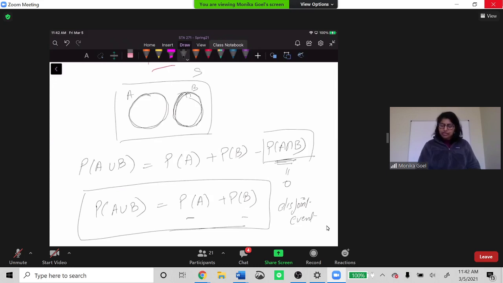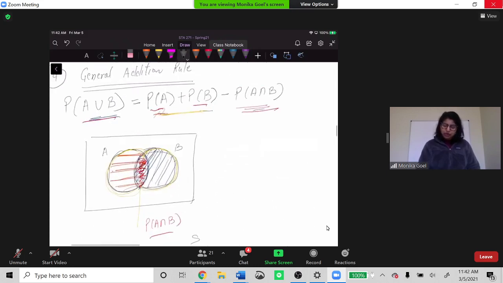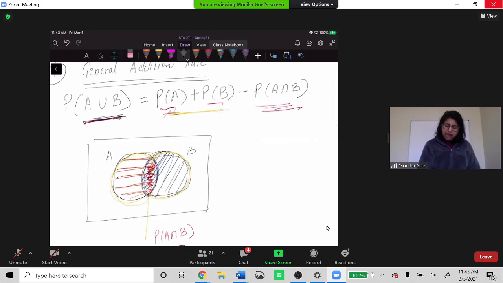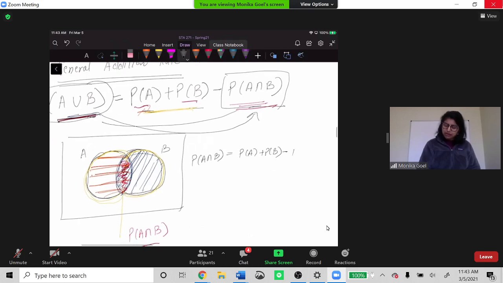Similarly, if you know the intersection and you want to find A union B, you can manipulate or move around the same formula. If I have this part given to me, but I'm looking for this part, I will switch them around. And I can write probability of A intersection B is probability of A plus probability of B minus probability of A union B. And if this part comes out to be zero, you know that you are working with disjoint events. And if it's not zero, you are working with overlapping events or non-disjoint events.